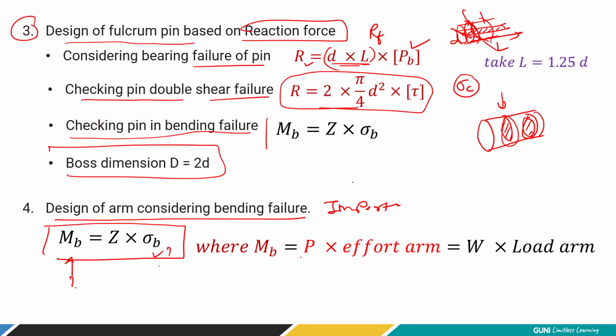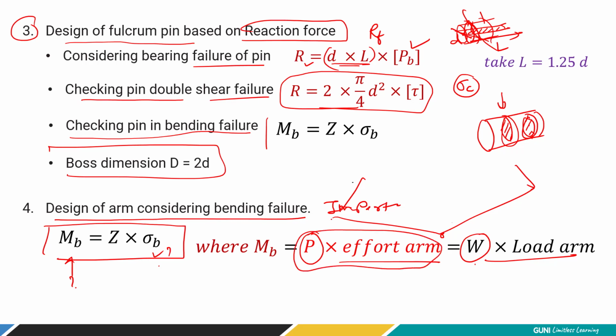Now here the bending moment is simply the effort applied multiplied by the effort arm, or maybe you have been given the load and its arm. So both are the same, right? Because the lever is always swiveling about the fulcrum point, the moment about the fulcrum point is always the same. Either you multiply W into the load arm, or you simply multiply P into the effort arm, right? Clear? That will give you the moment. Both ways the value remains the same, and it will be in Newton into millimeter, right?